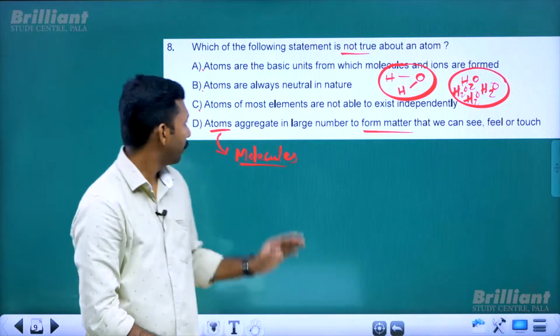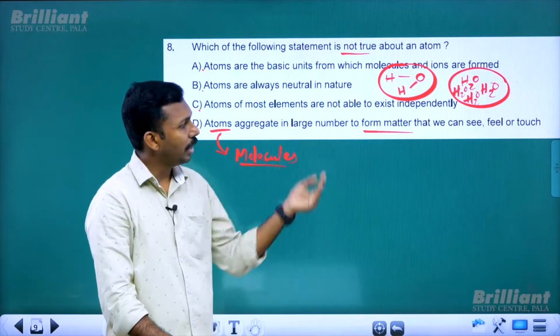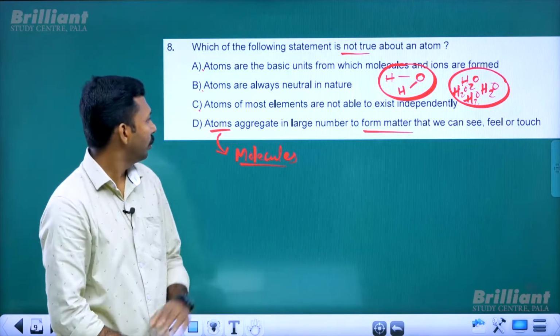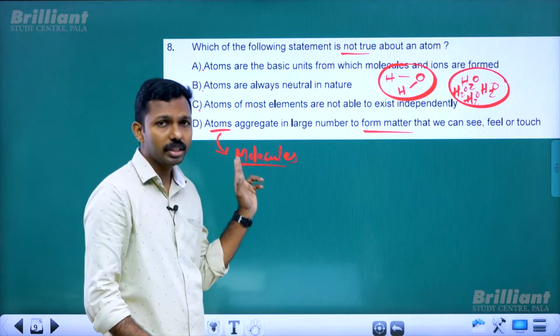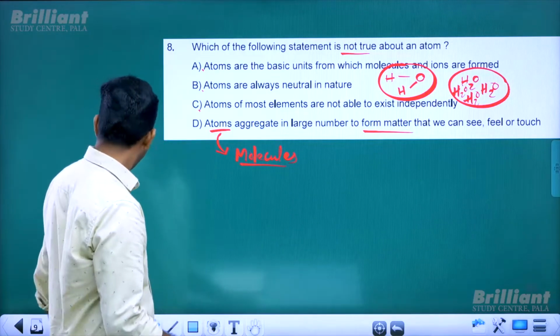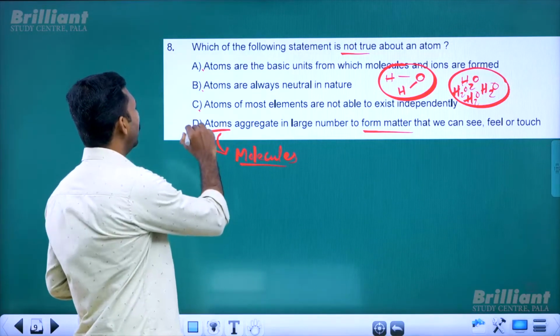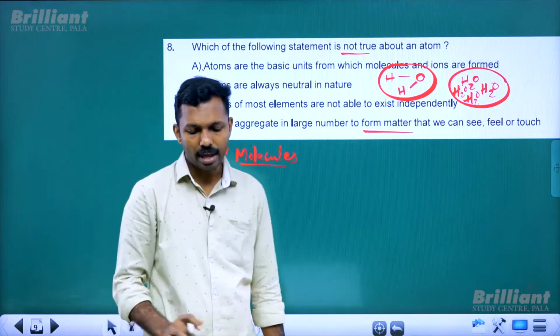So only if there is a combination or aggregation of molecules, a matter can be formed, right? So atoms is not the accurate, apt word here. Instead, we have to use molecules. Okay, so that is the 8th question. The answer will be option D. So that is the incorrect statement regarding an atom.